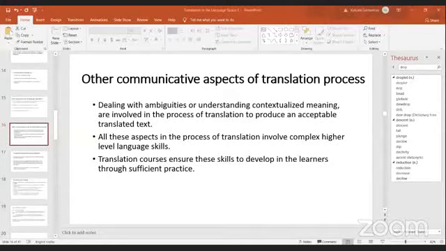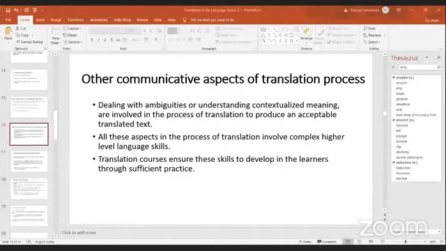So these are all high-level complex language skills, and translation courses ensure that these skills develop in learners through sufficient practice. It's not that one translation is given in 2 months' time and we expect learners to interact with the text, use all high-level interactive and communication techniques, and to understand the text to produce a text in the target language. That's not possible. A lot of practice is required in order to make learners aware of the linguistic and the meaning components of a text and to negotiate text in a communicative manner.